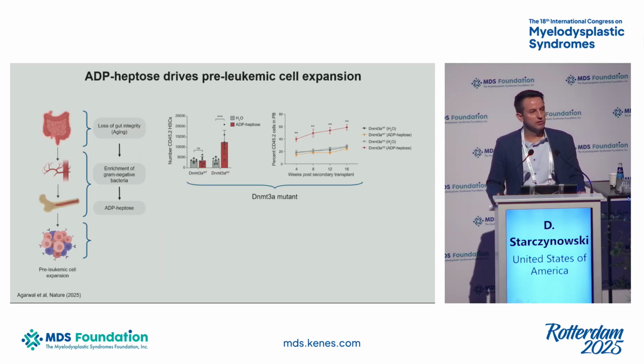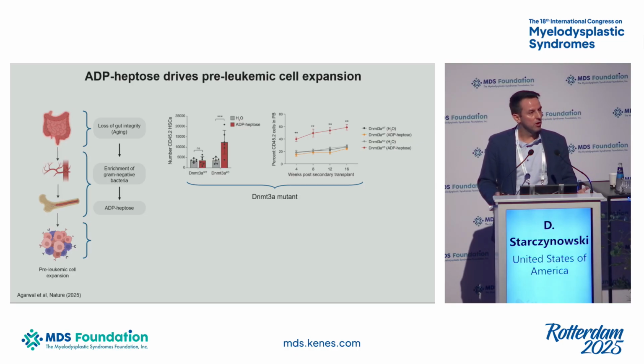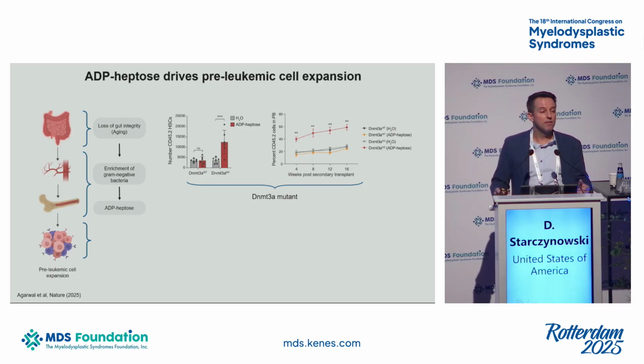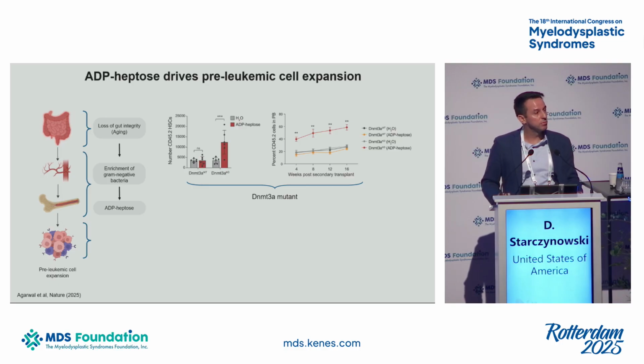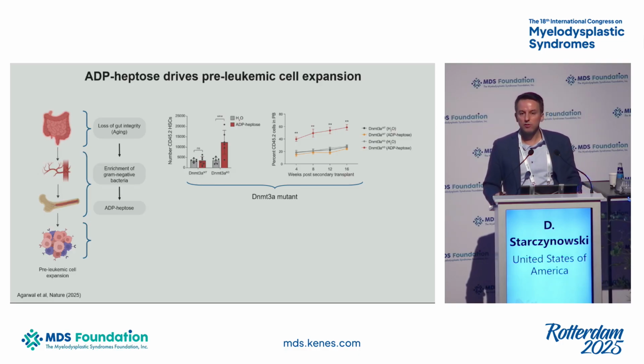So the fundamental question is: is ADP-heptose sufficient to induce the expansion of these pre-leukemic cells? And the answer is yes. At the top, I have the DNMT3A model again, transplanted and grafted into those younger mice. We have a low chimerism, but if we introduce ADP-heptose through the circulation, through a tail vein injection, you can see the expansion of the DNMT3A mutant cells in the bone marrow, and this coincides with a competitive fitness advantage in the periphery as well. And again, as I showed you earlier, DNMT3A mutant cells that don't see ADP-heptose do not expand in this model.